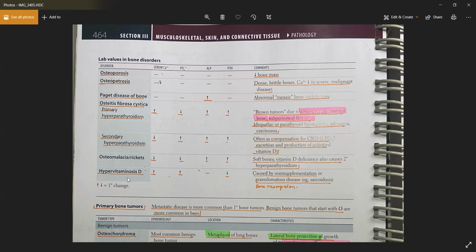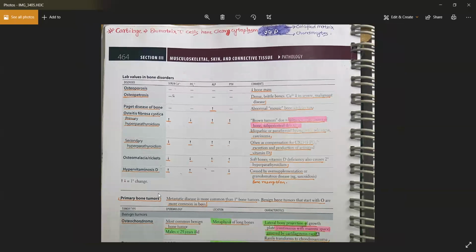Hypervitaminosis D, because you know that at low levels, vitamin D can promote bone growth, but at high levels, it can directly cause bone resorption, right? So with hypervitaminosis D, you'll have a low level of parathyroid hormone and a high level of phosphate as well as a high level of calcium, right? It can be caused by oversupplementation or by any other granulomatous disease like sarcoidosis, right? Very important.